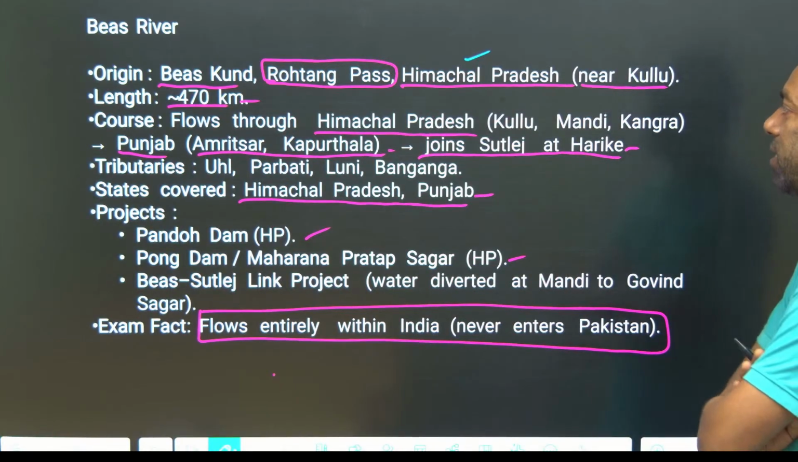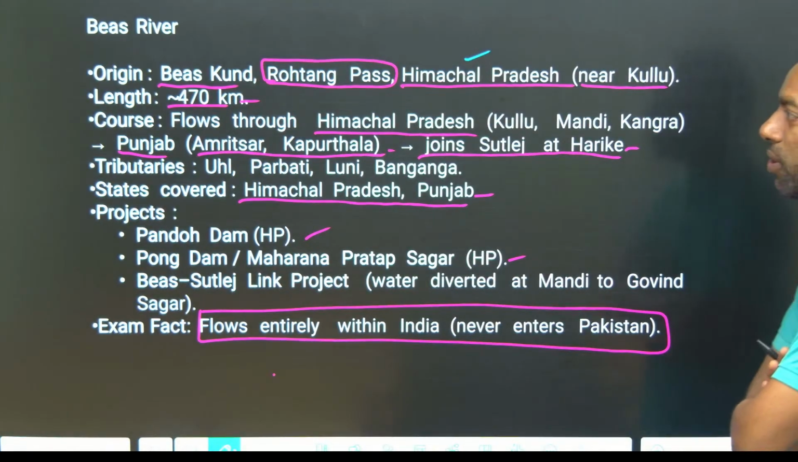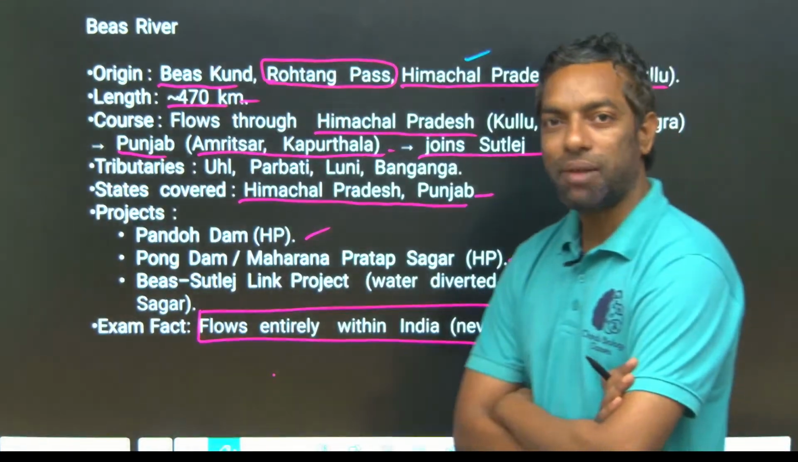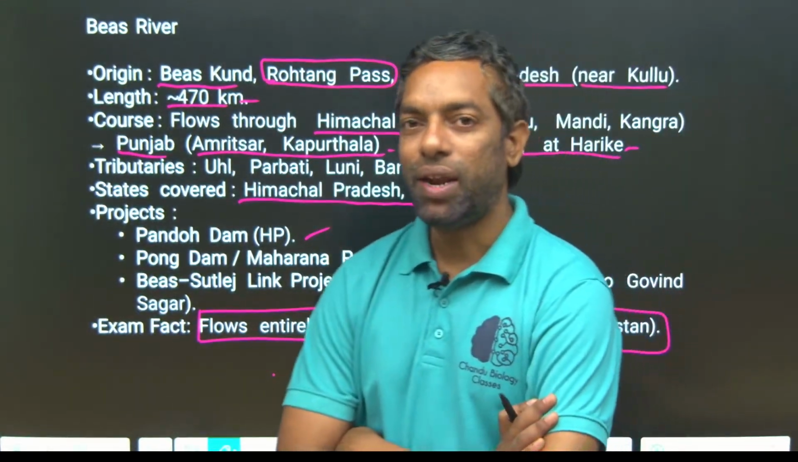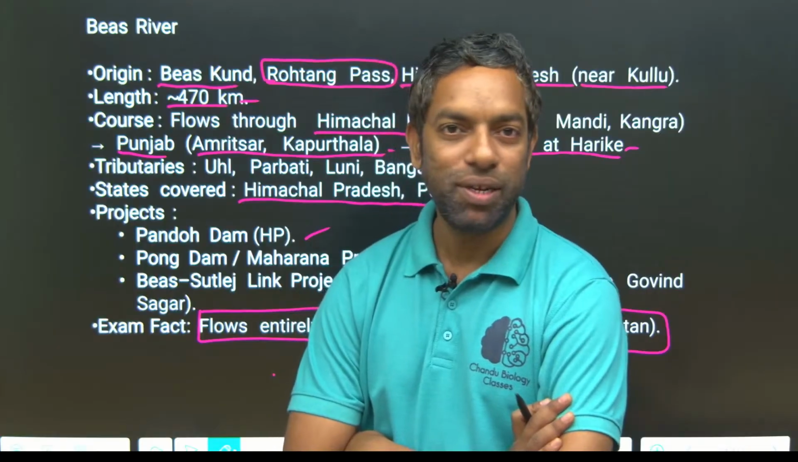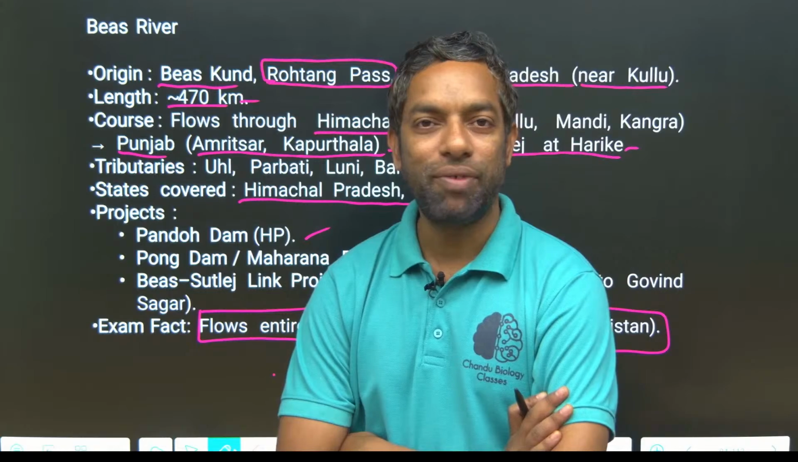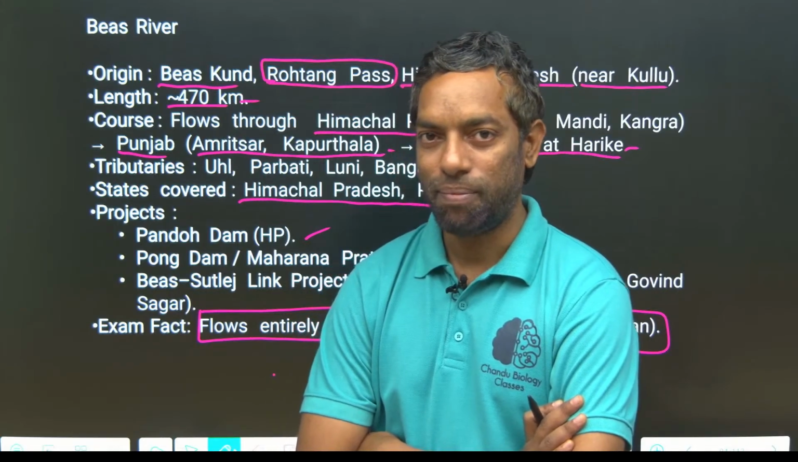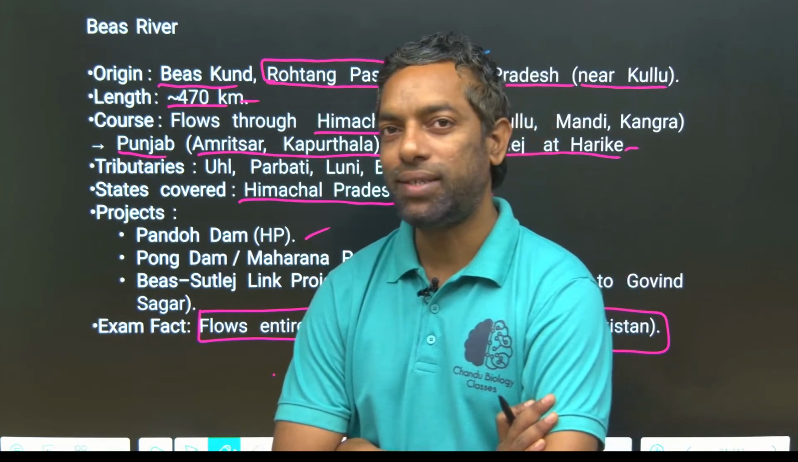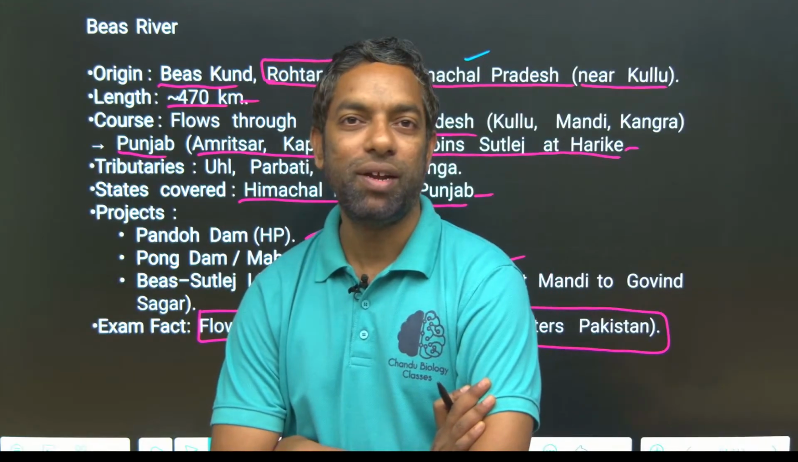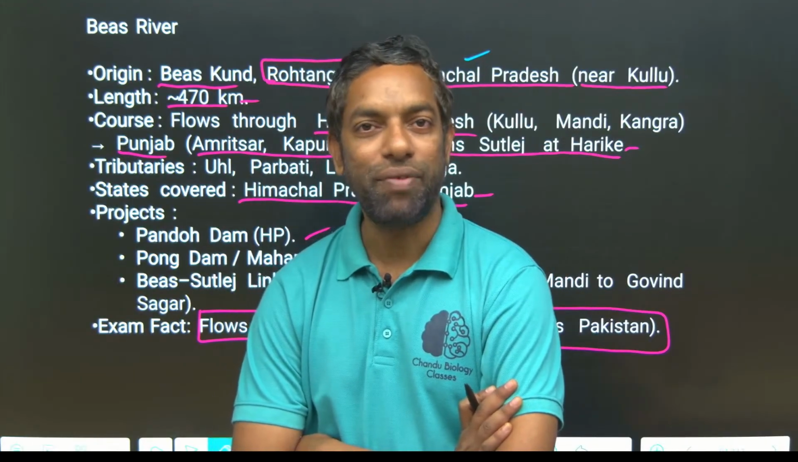It is about 470 kilometers. Rohtang Pass is important, in Himachal Pradesh, which produces the Beas River. Beas is the smallest river at about 470 kilometers only. I hope you understand this about the small river Beas, which is a tributary of the Indus.